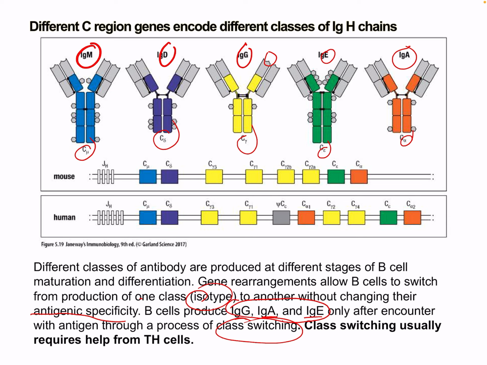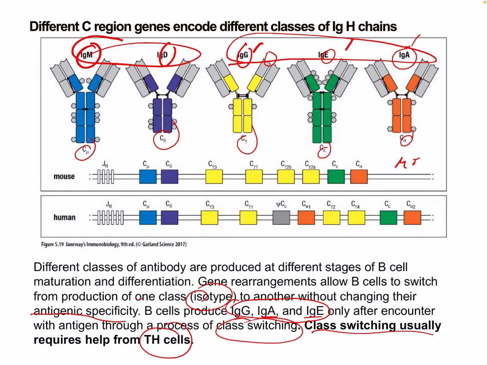So as we saw in the other figure, we have our mu and delta. So we only have our IgM and IgD expressed on the immature naive B cell. And then when class switching occurs, we can switch to these. And we'll discuss how certain cytokines and certain pathogens can elicit each of these. And we can have specified responses. And class switching usually requires help from T helper cells, as I just mentioned.